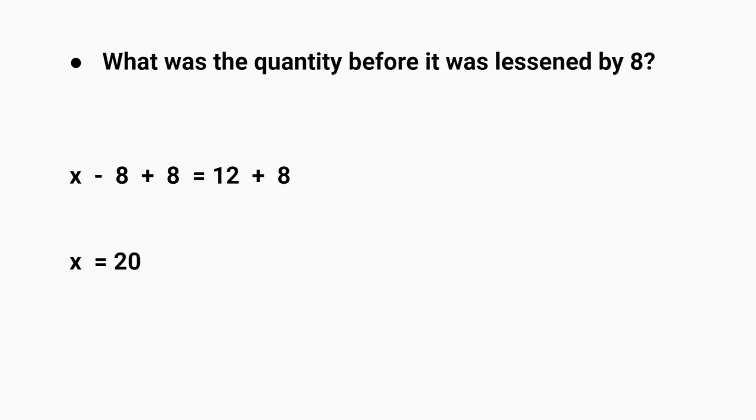So that is how we balance that equation on both sides. We want to take our unknown quantity and just undo the operation to find out what that original quantity was.